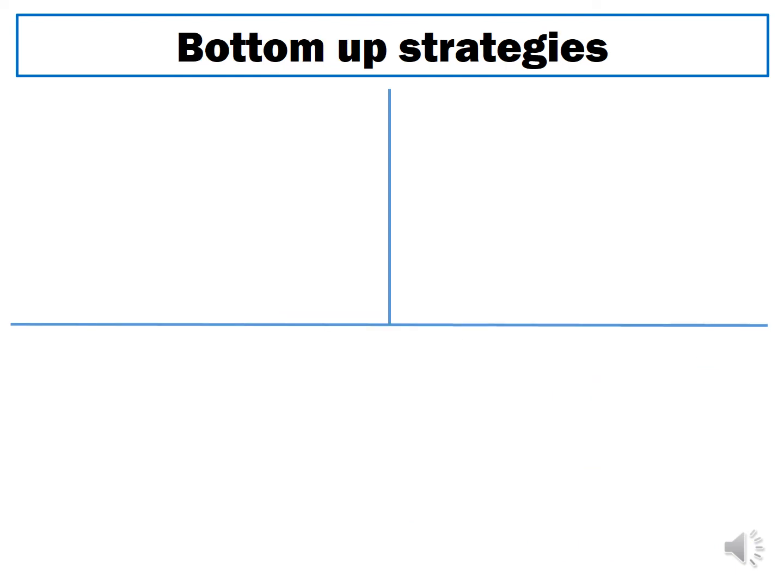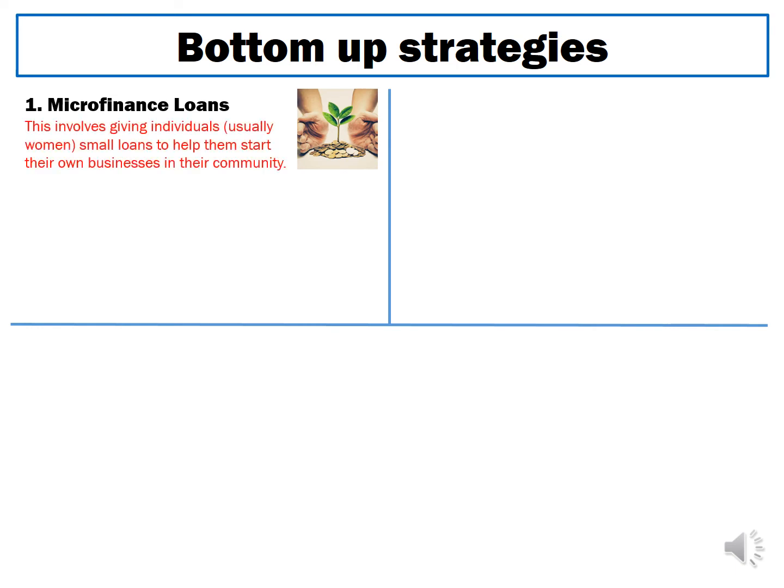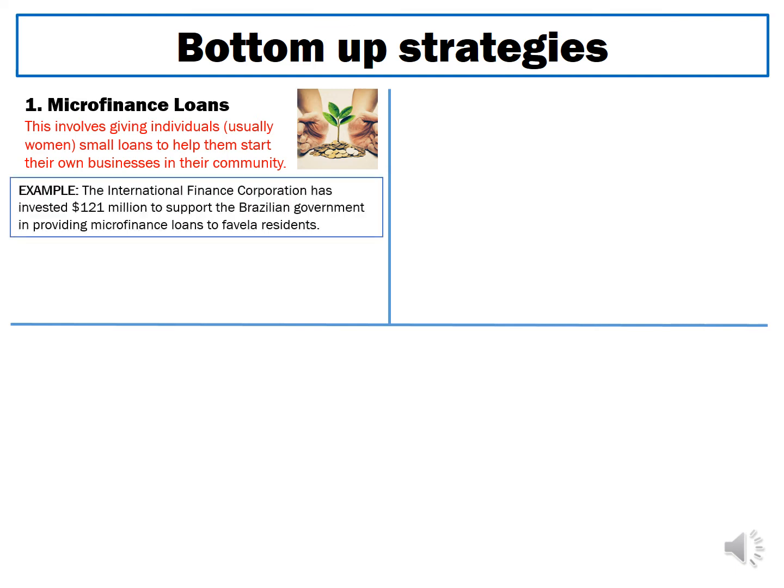We're now going to focus on our bottom-up strategies, and we've got 3 examples to think about. The first example is microfinance loans. Now these involve giving individuals, usually women, small loans to help them start their own business in their local community. An example of this is that the International Finance Corporation has invested $121 million to support the Brazilian government in providing microfinance loans to favela residents, so people that live in Brazil's favelas.